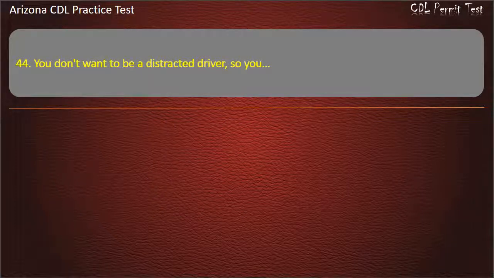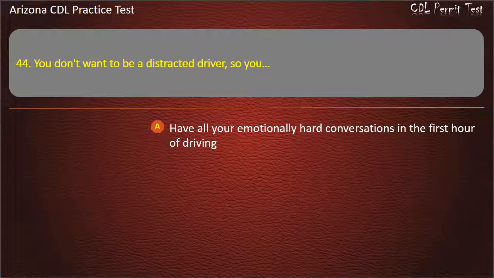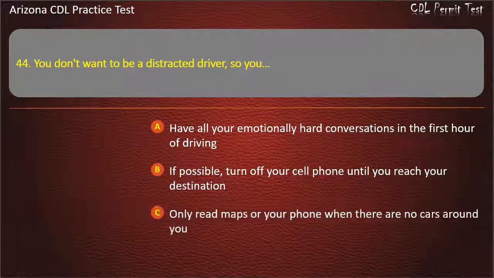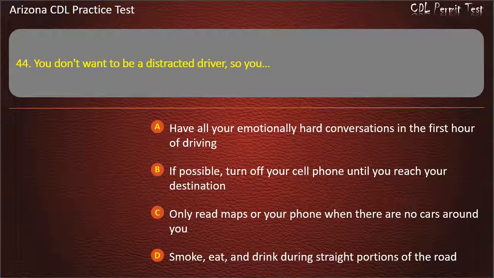Question 44. You don't want to be a distracted driver, so you have all your emotionally hard conversations in the first hour of driving. If possible, turn off your cell phone until you reach your destination. Only read maps or your phone when there are no cars around you. Smoke, eat, and drink during straight portions of the road. Answer. If possible, turn off your cell phone until you reach your destination.